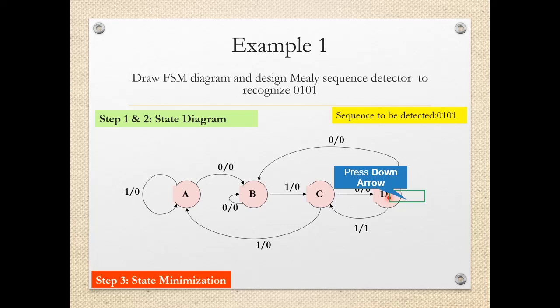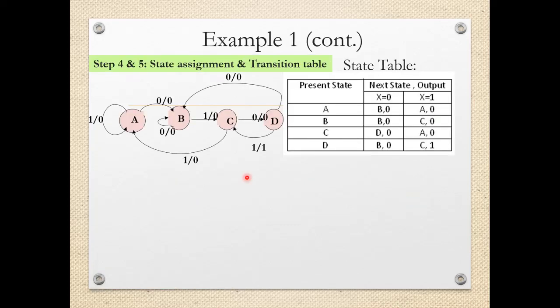We will go to the next step, that is step number 4. So step number 4 is state assignment and step 5 is preparing the transition table. So for your reference, I have again drawn the same diagram over here so that we can prepare the state table and we can do the state assignment. So we have given the names for the states as state A, B, C and D. So there are 4 different states.